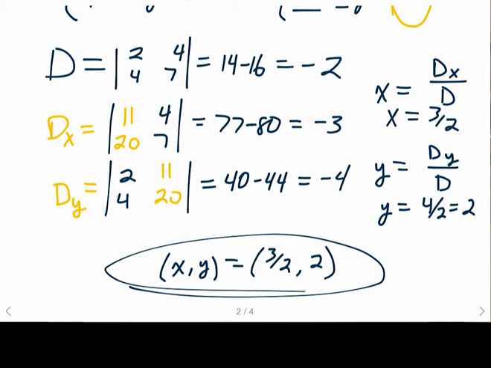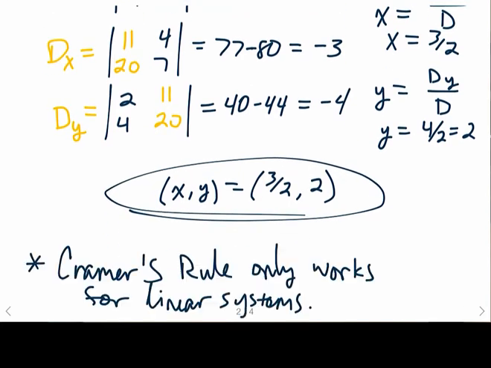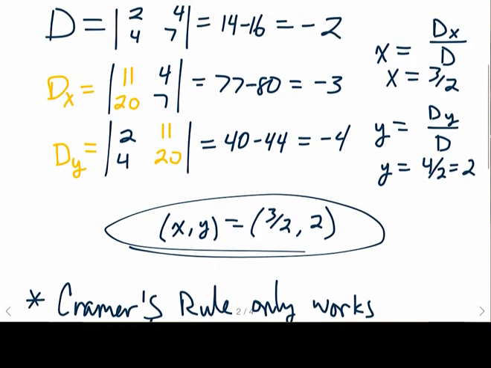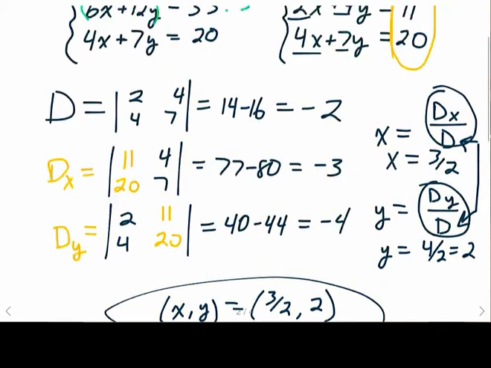This is one of the more painless ways to solve a system. Here's the deal, though. Cramer's rule only works for linear systems. Here's another deal. It doesn't even work for all of them. See, we're forming fractions, dx over d and dy over d, and as you can maybe imagine, this would fail if d turns out to be 0, because we can't divide by 0. But as long as d isn't 0, we can do this all day long.